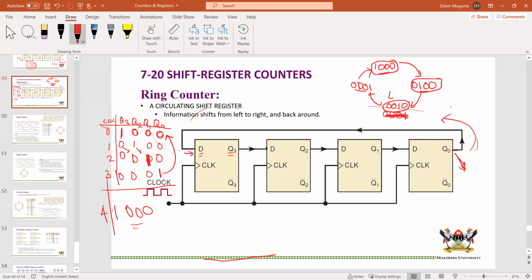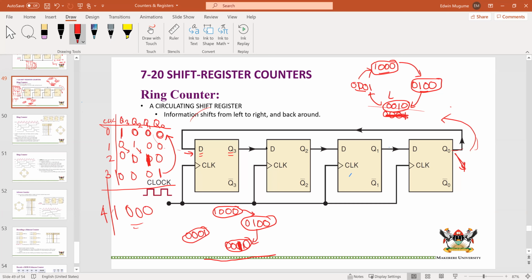These are 4 states. You have 1, 0, 0, 0. You have 0, 1, 0, 0. You have 0, 0, 1, 0. And you have 0, 0, 0, 1. So you have these 4 states, and if you had started here, this is your transition.